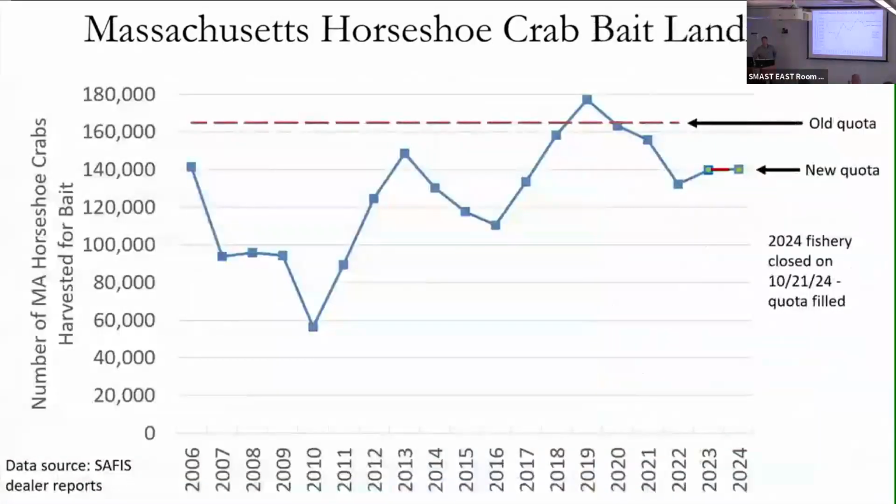This is the coastal access permit. Every dragger has to have a coastal access permit for mobile gear.